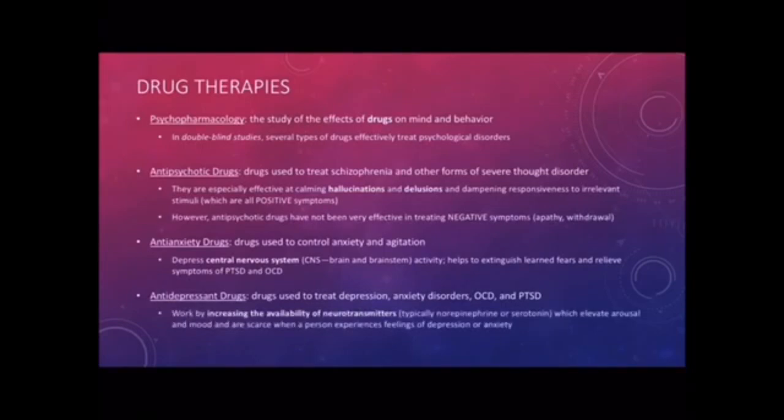And so antidepressant drugs work by increasing the availability of neurotransmitters, usually norepinephrine, serotonin, sometimes dopamine, that elevate arousal and mood. And when a person is experiencing depression or anxiety, those neurotransmitters are scarce. So this is basically an agonist, right? We're increasing the effect of the neurotransmitters because there isn't enough of an effect on its own.